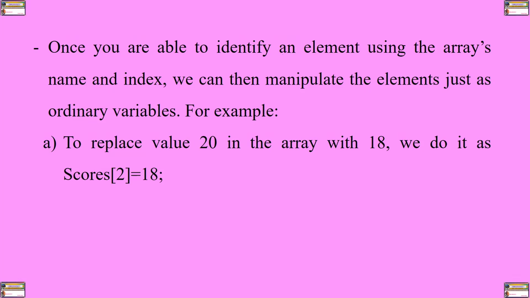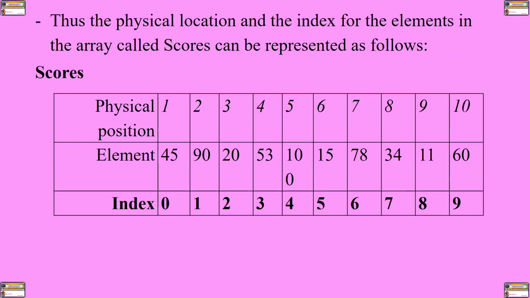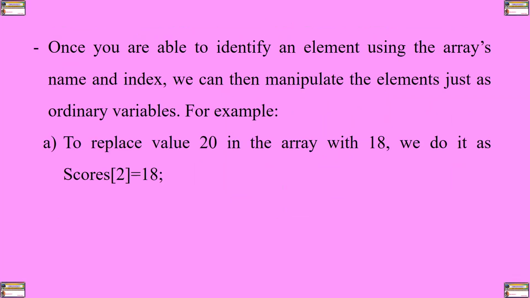When you write scores and you enclose subscript 2, it's important you note what we mean. You can see that 20 is position number 3, but its index is 2. So if you want to replace value 20 with value 18, we just need to write scores, enclose index 2 in the square brackets, and then we have the assignment operator, and we write 18. So that's how we assign values into specific positions in the array.